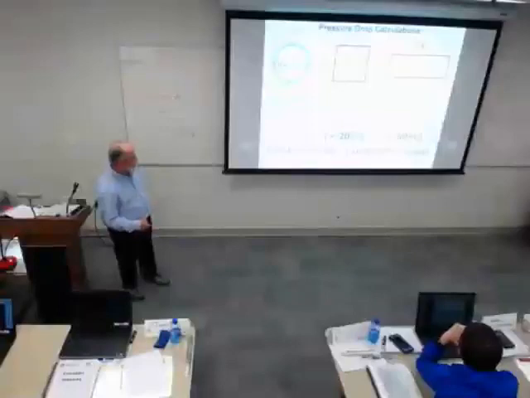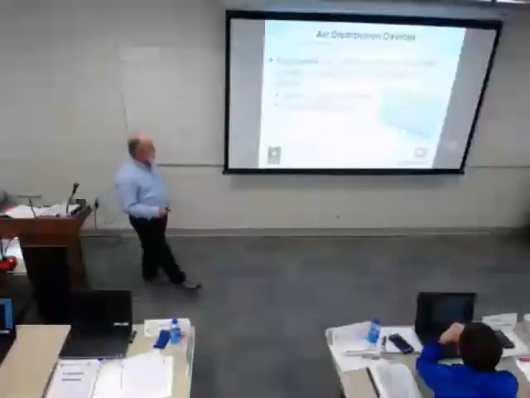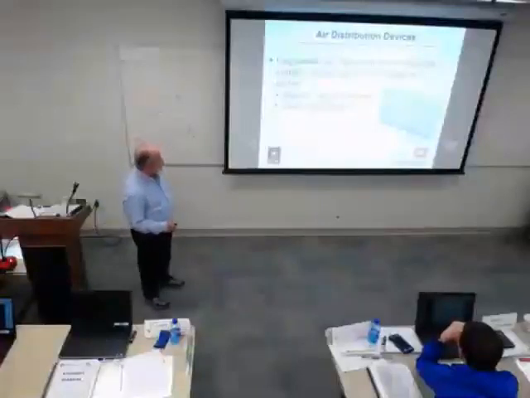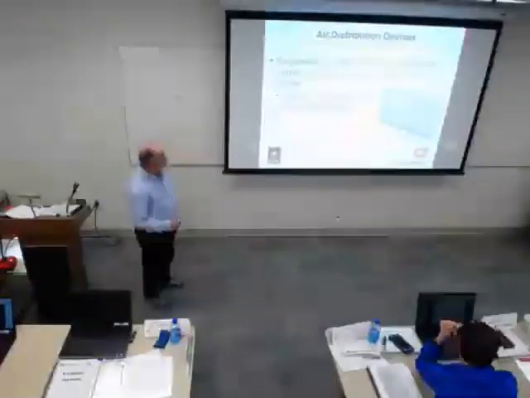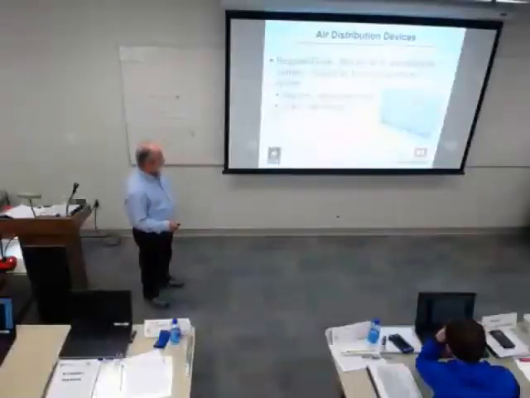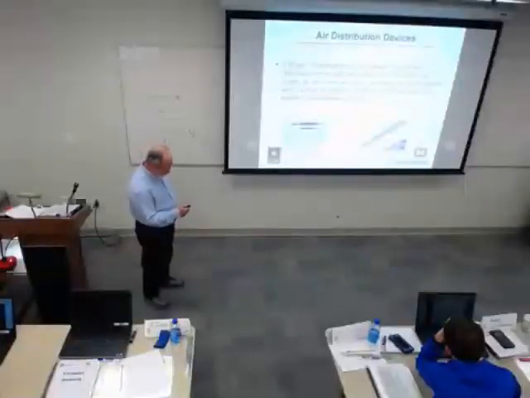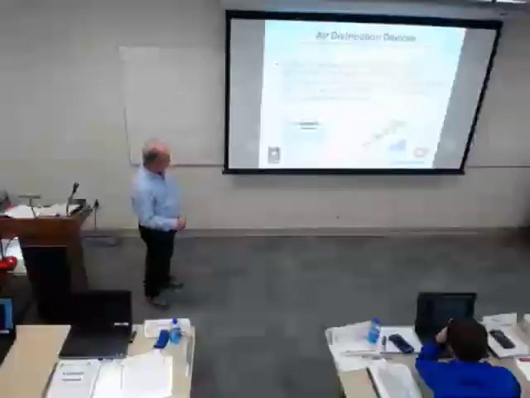And that's just so you know what the difference is. Registers and grills, those are usually return air, can be to a duct or a plenum. The register has adjustable blades, and the grill has fixed. Diffusers distribute the air into the space, and one of my least favorite in the entire universe is those.